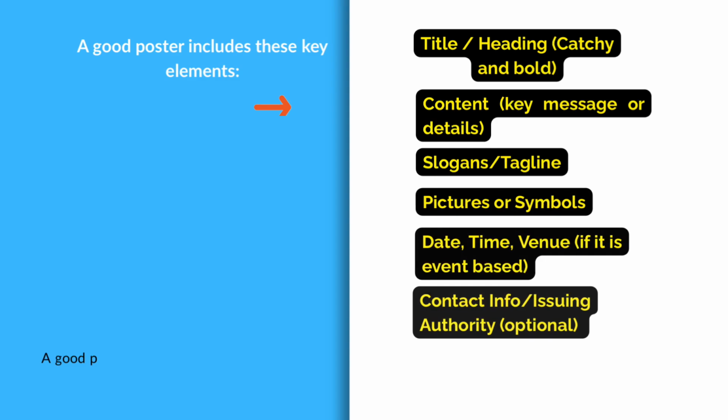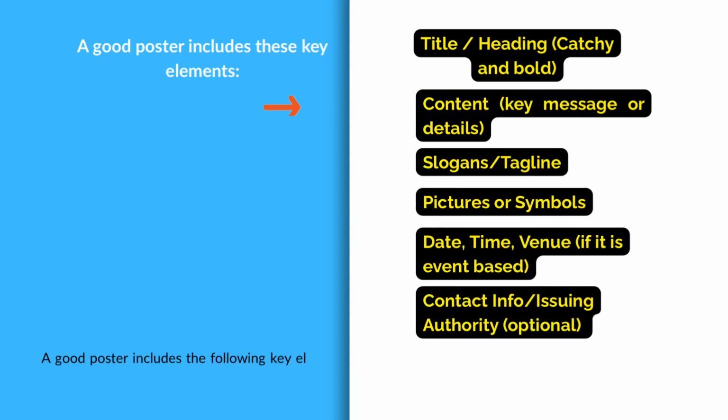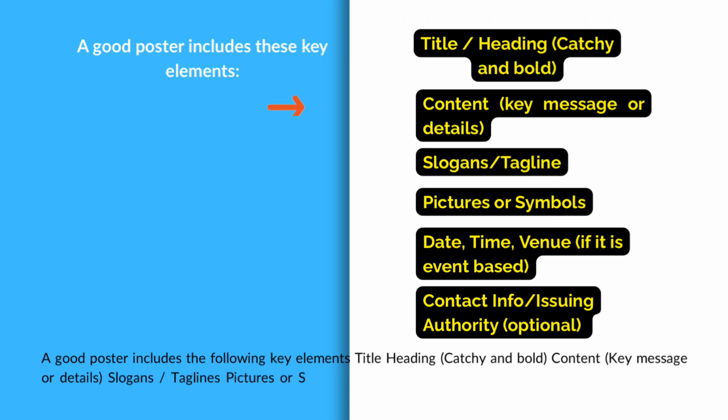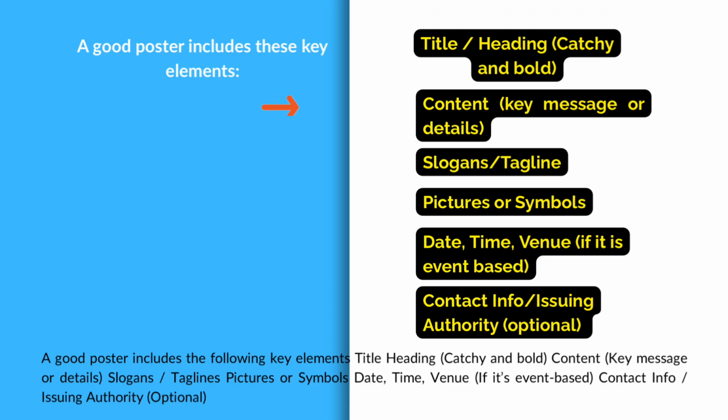A good poster includes the following key elements: title heading, catchy and bold; content, key message or details; slogans, taglines; pictures or symbols; date, time, venue, if it's event-based; contact info; issuing authority, optional.